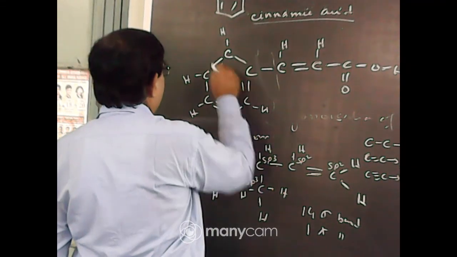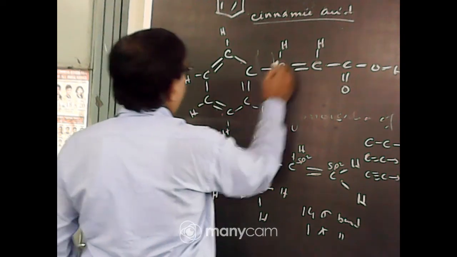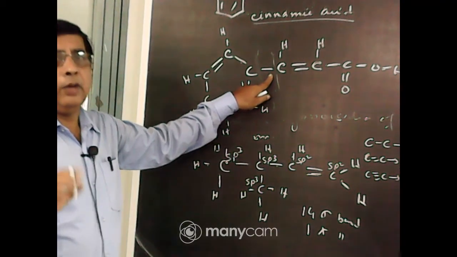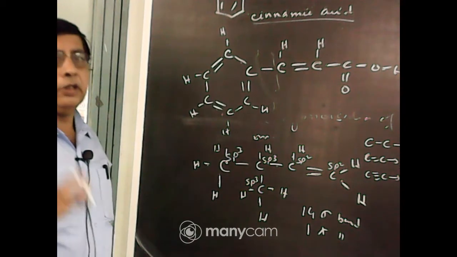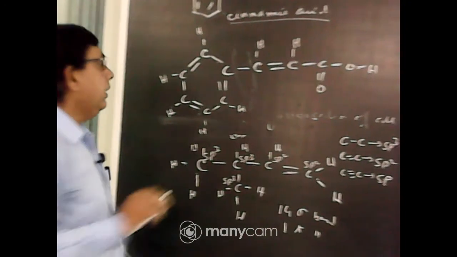Six-member ring: 1, 2, 3, 4, 5, 6, 7, 8, 9, 10, 11, 12. Up to this, 12. One benzene ring always contains 12 sigma bonds and 3 pi bonds. This is always true.